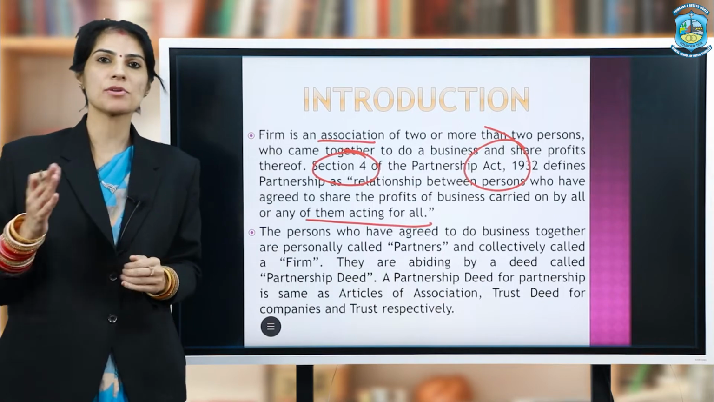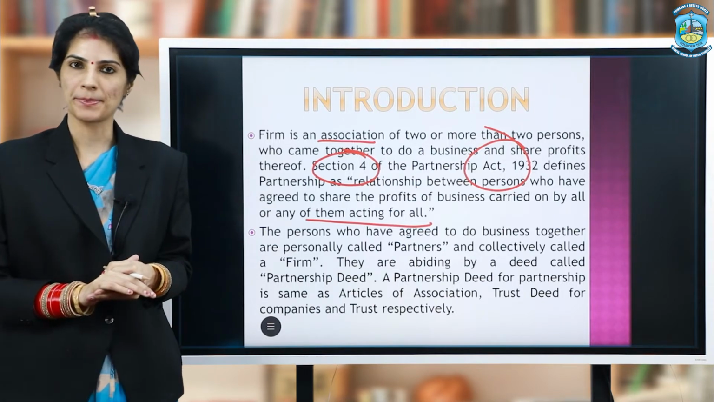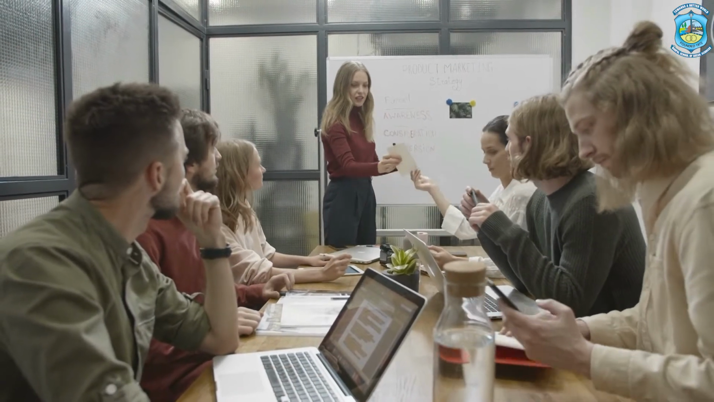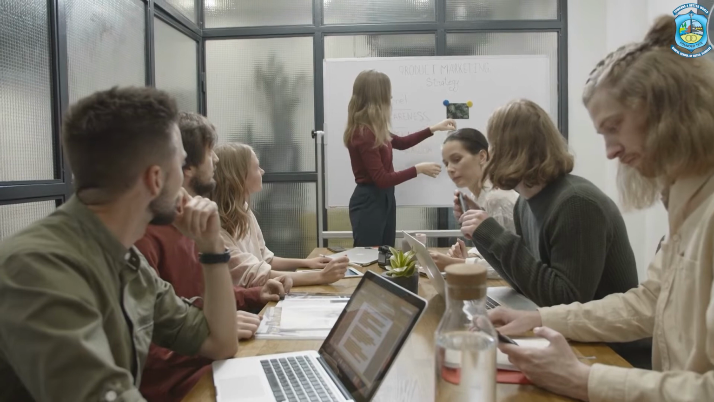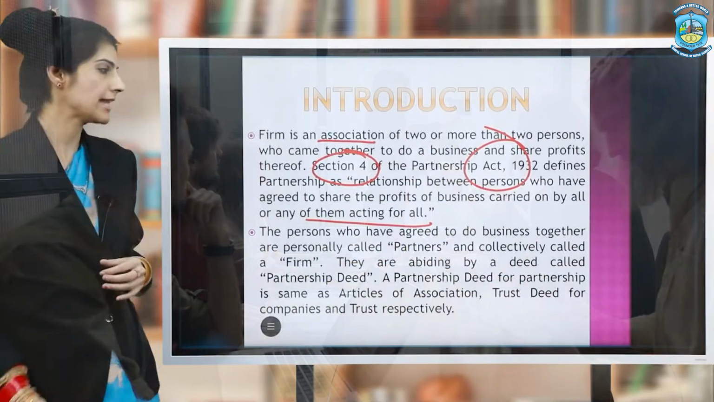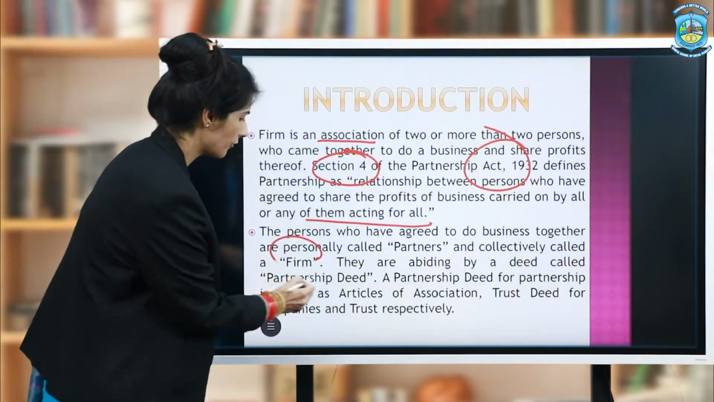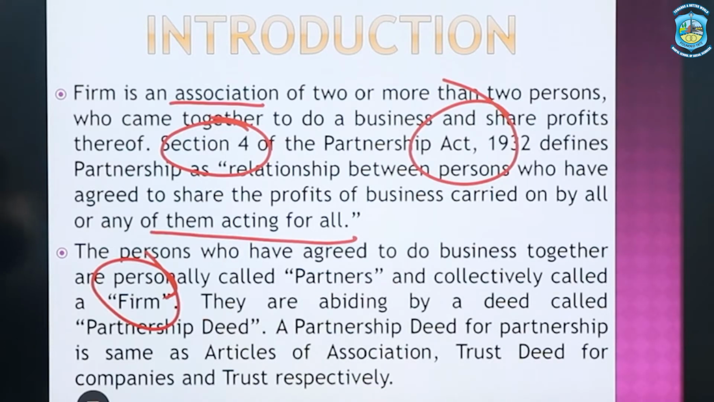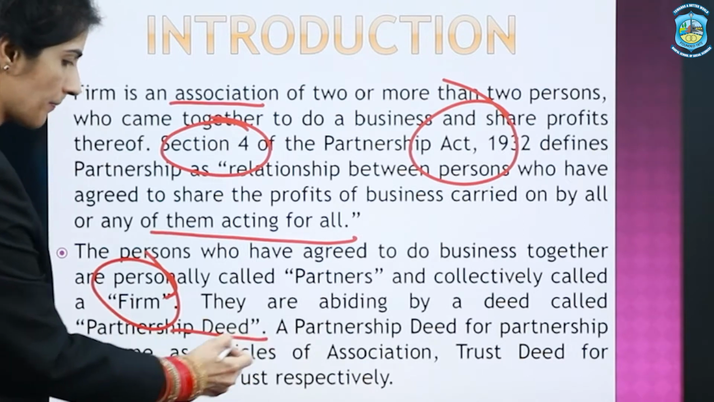After understanding the basic meaning and the definition of the partnership firm, now let us discuss what are the parties which are involved in the partnership firm. The individuals who agree to carry on the business are known as partners, but collectively, that is together, they will be termed as a partnership firm or a firm. And a document that has all the terms and conditions of the partnership by which the partnership firm is governed is termed as a partnership deed.